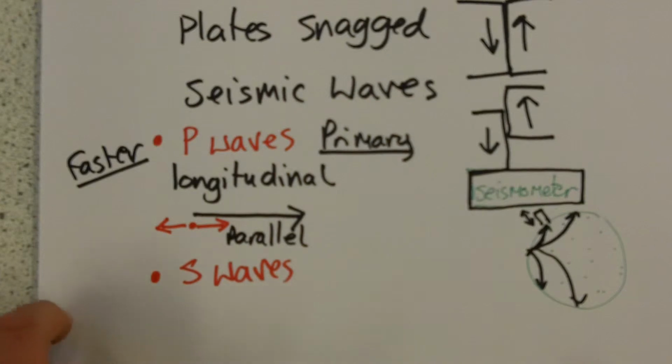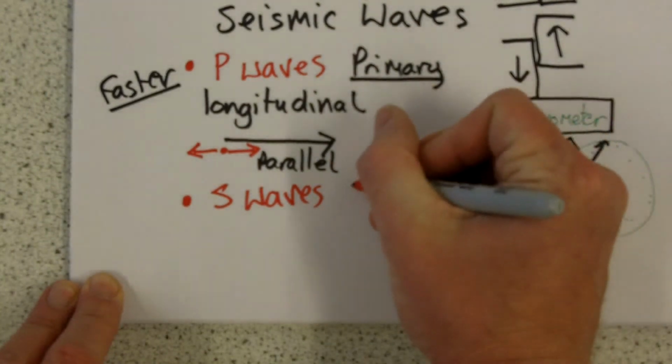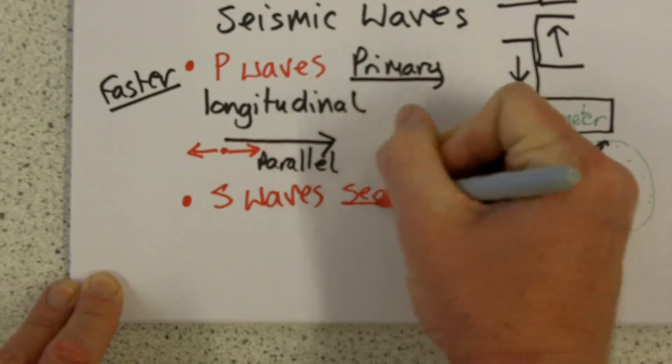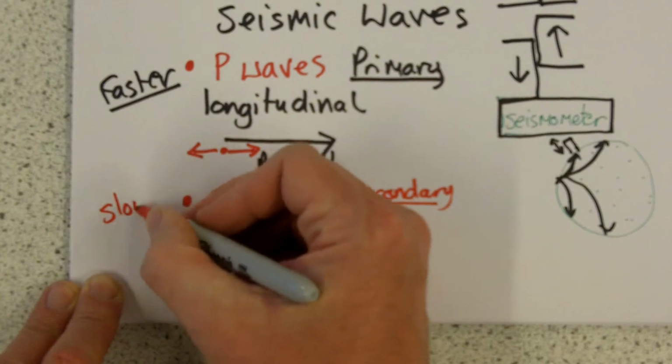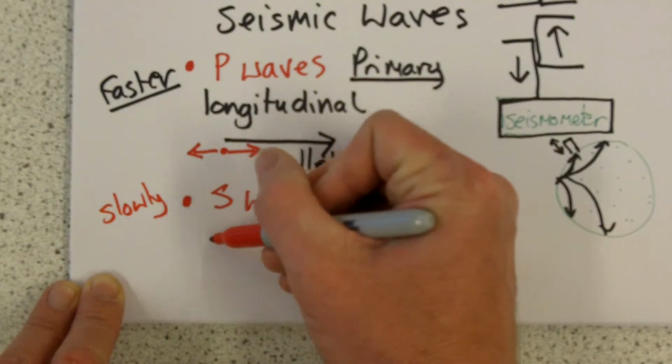So P waves shake buildings up and down. Now buildings are designed to be strong in the vertical plane, so P waves don't tend to cause so much damage. The real damaging waves are the S waves. Now S stands for secondary wave, and they travel more slowly than P waves. And S waves are a transverse wave.